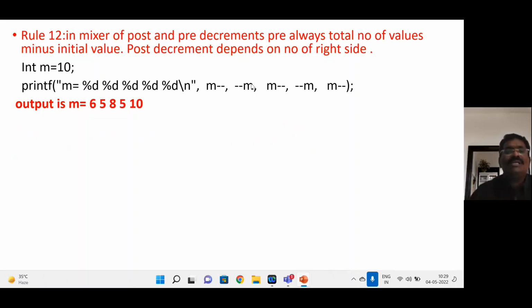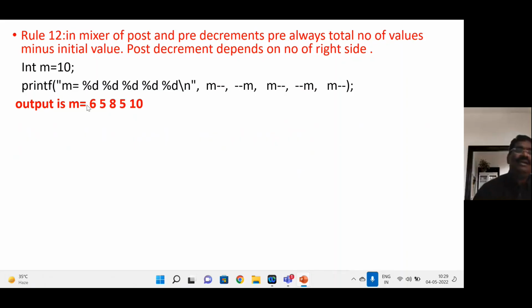After that, the pre-decrement is there. Again we are getting 5. So wherever you find the pre-decrement, you get the initial value minus the total number of decrement operators. And m minus minus means we are getting a 6 of this. So this is the 12th rule. I think you understood that.